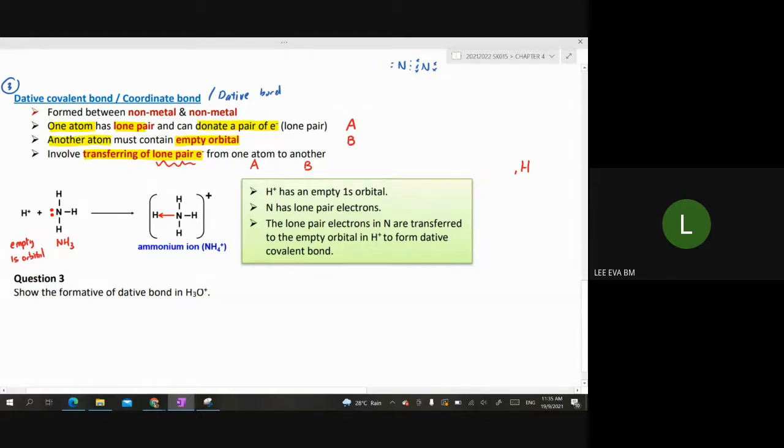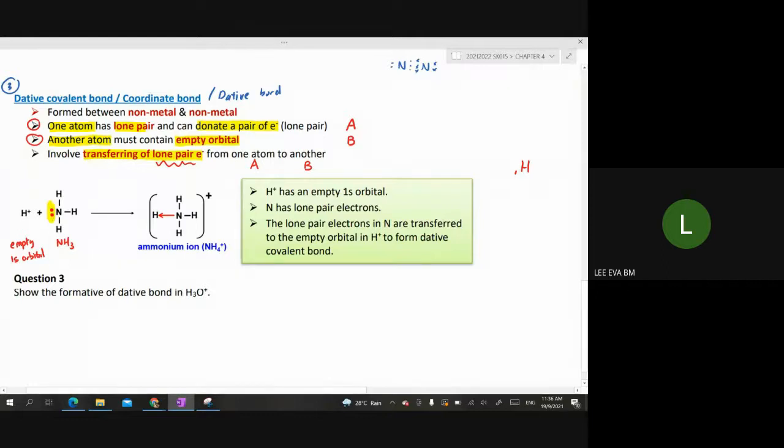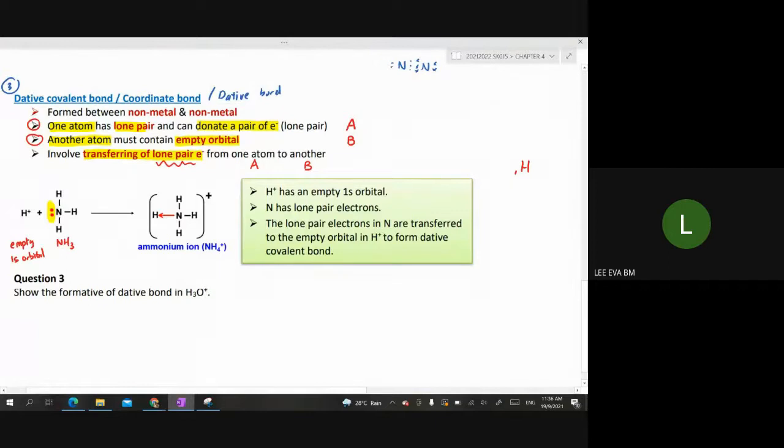So this H plus, can it be species A or species B, according to the second and third points? Species B, because it has an empty orbital. It doesn't matter which orbital, 1s, 3p or 3d, as long as it has an empty orbital. And over here for ammonia, NH3, you can see we have a lone pair. So which species does it represent, A or B, for NH3?